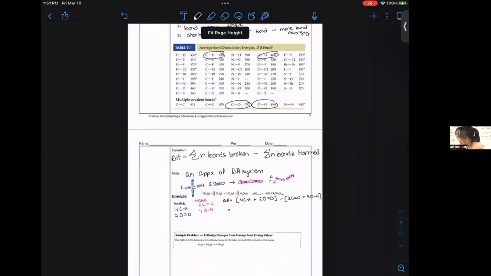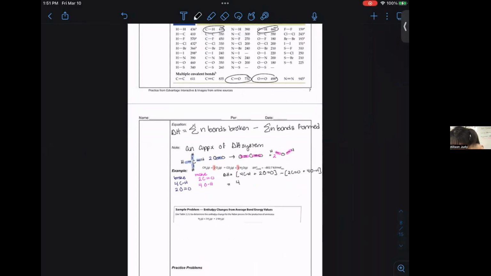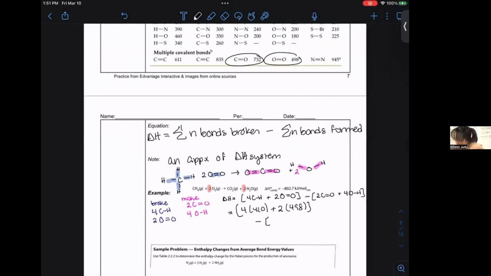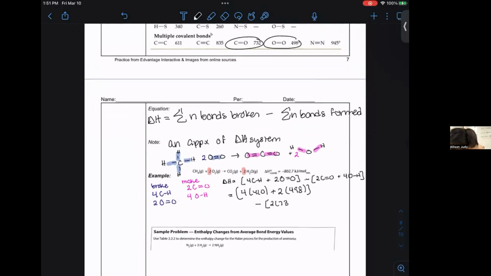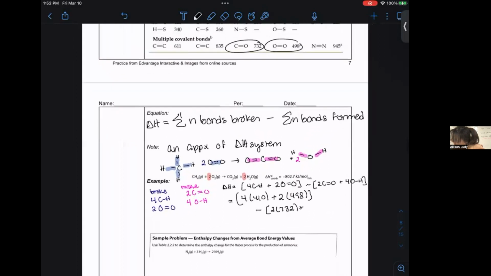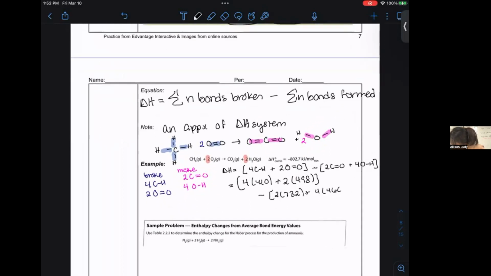So what my math becomes then is 4 times CH, which is 410, plus 2 times double bonded O, 498. All that together, yeah, for sure. Minus 2 times CO, which is 732, plus 4 times OH, which is 460. Okay. And can anyone do that math to get me the proper value?